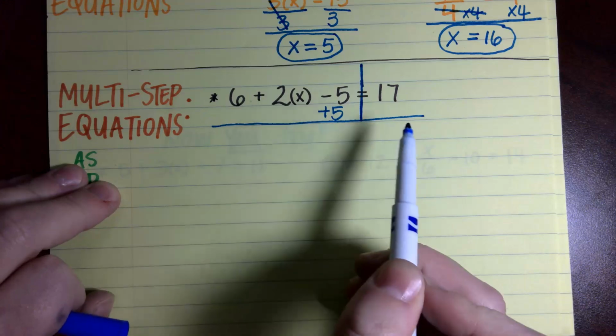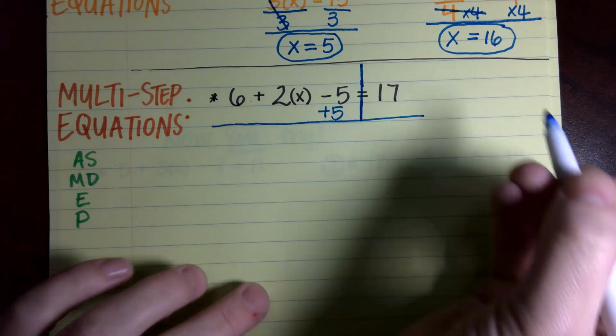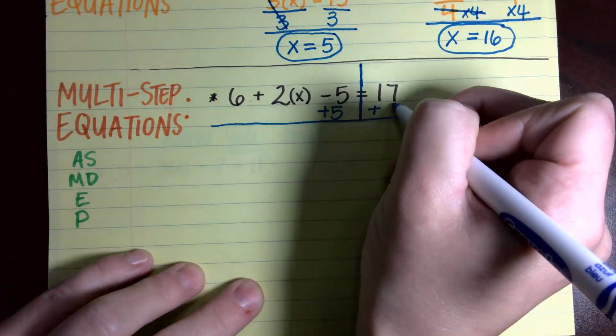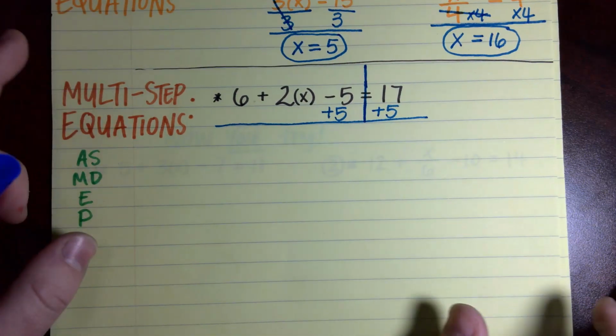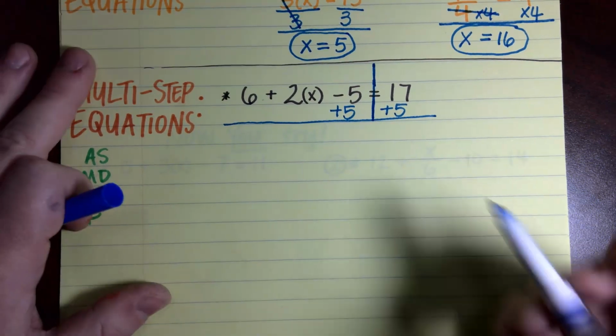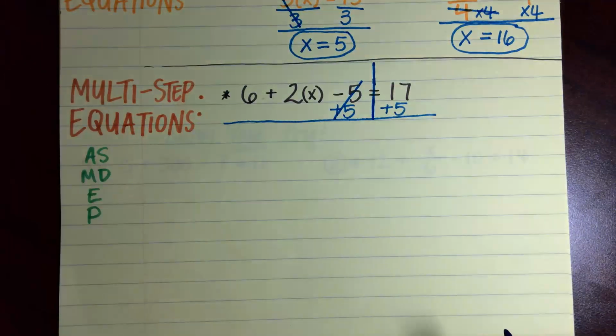I need 1 on each side. So I'm going to put plus 5 under 17. All right. What happens now? You're going to mark the 5s off. Yes, my 5s are going to cancel.